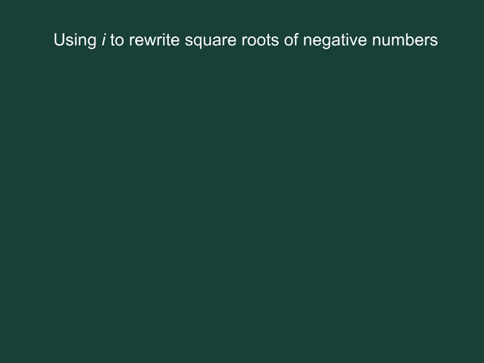Okay, so we're going to look at using i to rewrite square roots of negative numbers. So i is equal to the square root of negative 1, and we need to make sure we remember that. Okay, that's an important piece. Also, I'm going to use the term PS for perfect square.